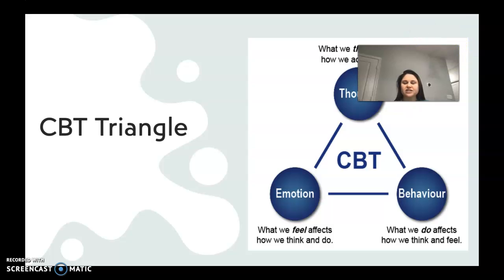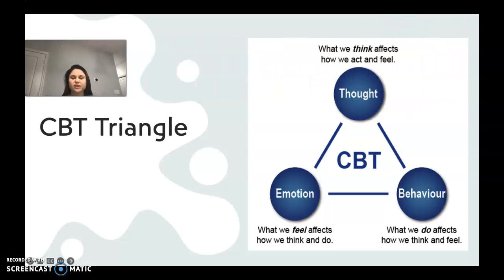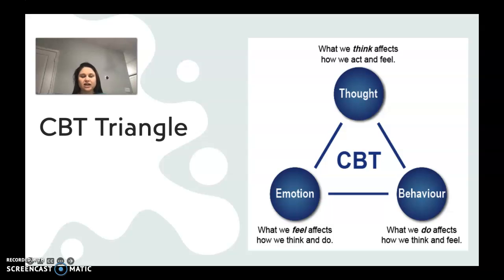One main area to focus on with cognitive behavioral therapy is the cognitive behavioral therapy triangle, and this shows how what we think affects how we act and feel. What we do affects how we think and feel, and then our emotions affect how we think and what we do. So all of these three elements are connected.